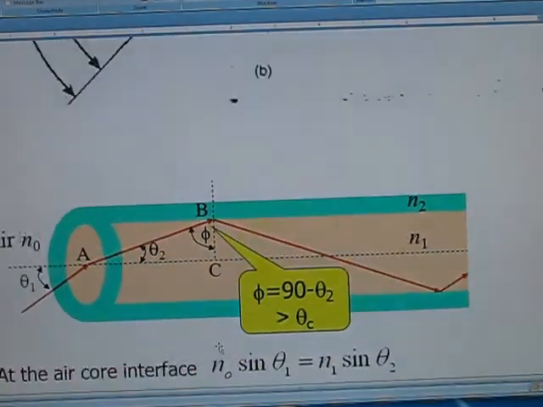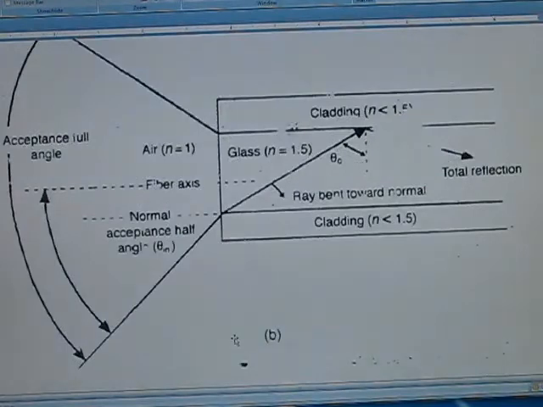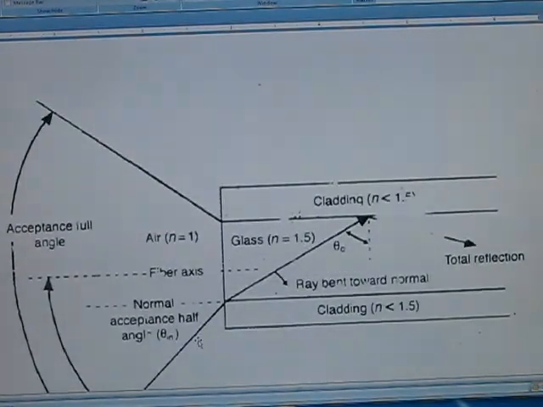So that's about it for some in-depth diagrams of some of the more difficult components of this course.